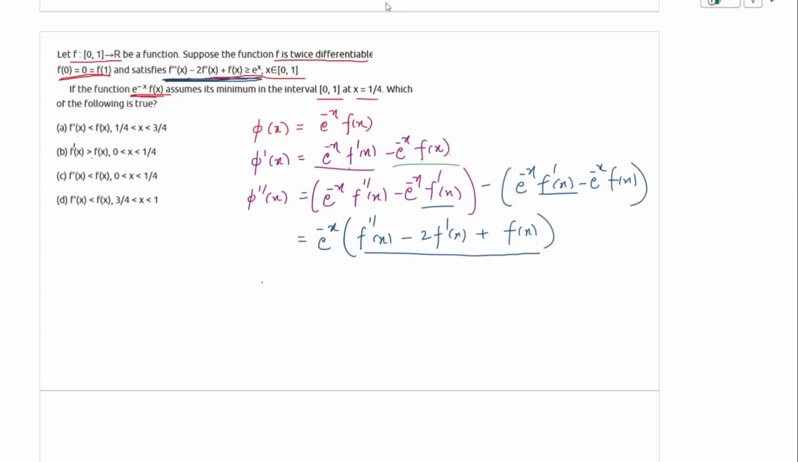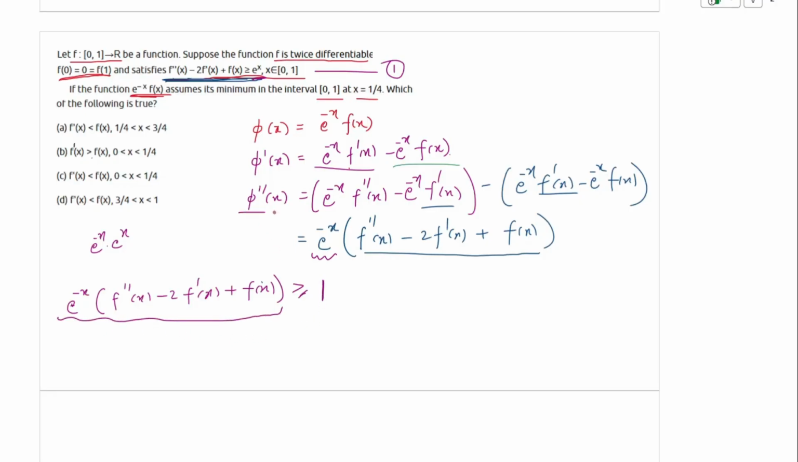So now I will rewrite that inequality by multiplying by e to the power minus x. Let's call this inequality 1. Multiply 1 by e to the power minus x. So phi double prime equals e to the power minus x times f double prime minus 2 f prime of x plus f of x. And what happens on the right hand side? e to the power minus x times e to the power x. How much is that? e to the power 0, that's 1. So this is what you have. The relation part is done. What is this? This is phi double prime of x. You have now got that phi double prime of x is greater than or equal to 1.